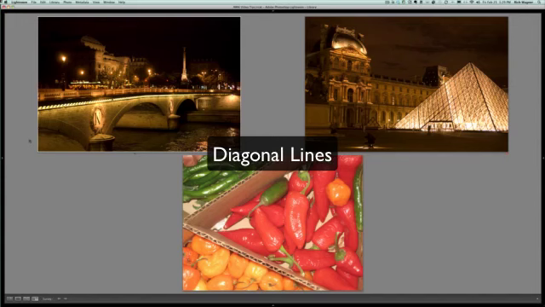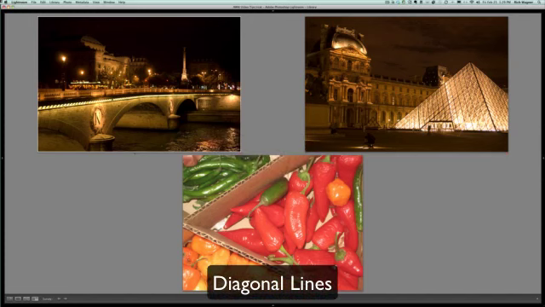Next is the use of diagonal lines, and they're particularly effective when the line leads to a point of interest, as it does in this photo. And those can be combined with the rule of thirds or any other compositional techniques.